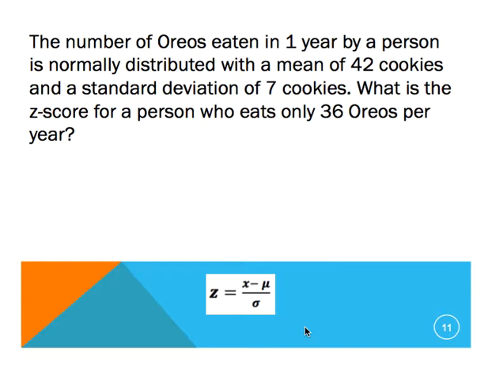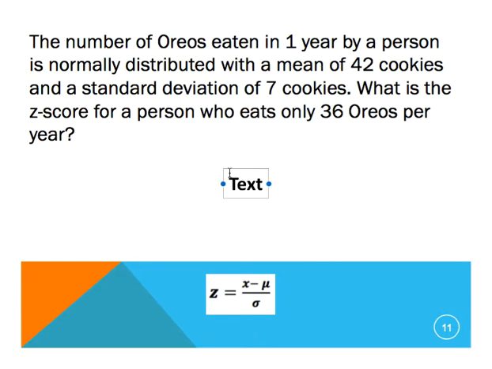All right, let's take a look at this question here. It says the number of Oreos eaten in 1 year by a person is normally distributed with a mean of 42 and a standard deviation of 7. What is the z-score for a person who eats only 36 Oreos per year? I pasted the z-score formula down here. That is on your formula sheet.